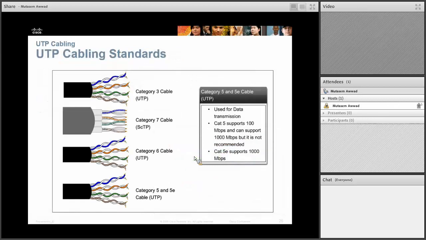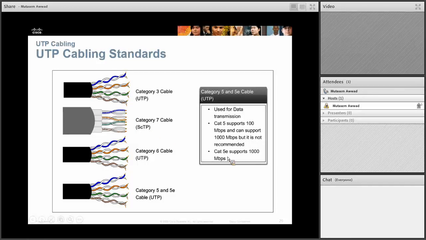All right, there are 7 categories of the unshielded twisted pair cables, from Cat 1 to Cat 5. Cat 5, I'm sorry, to Cat 7. Cat 7 is the latest and the greatest, and it can support 10 gigabit Ethernet.